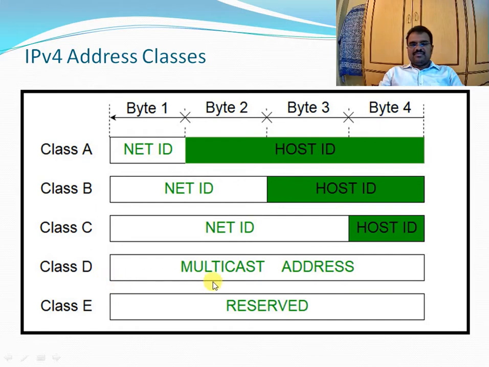And class D is used for multicast addressing, and class E is reserved for research and development purposes. So these are the details about all the classes A, B, C, D, E at a glance.